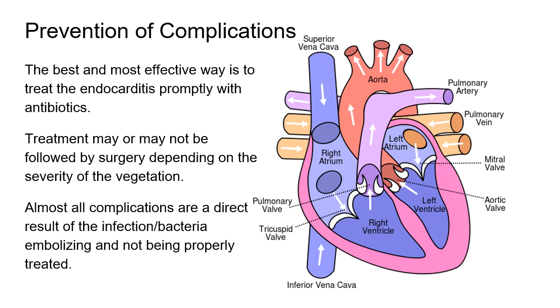The best way of preventing these complications is to treat the endocarditis very promptly. Most of the time this is treated with antibiotics. However, sometimes depending on the severity of the vegetation in the heart, you do require surgery to treat this endocarditis. As you noticed from the last slide, almost all of the complications are a result of the bacteria embolizing and not being treated properly.